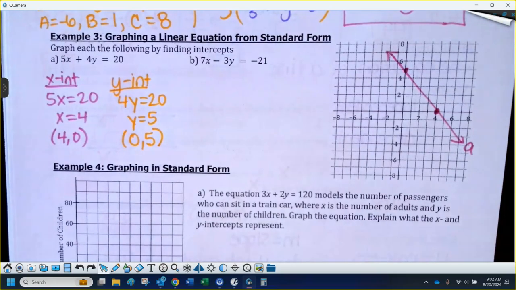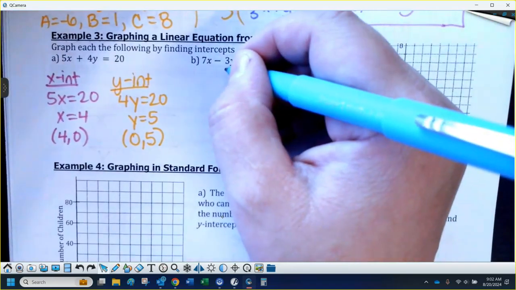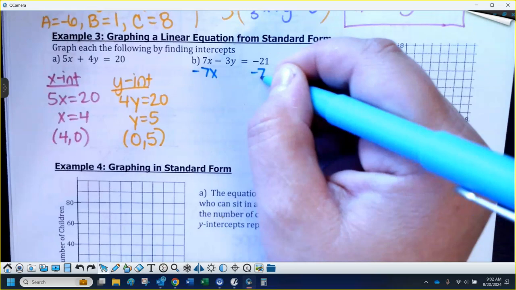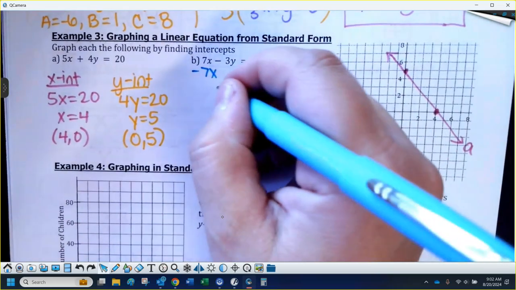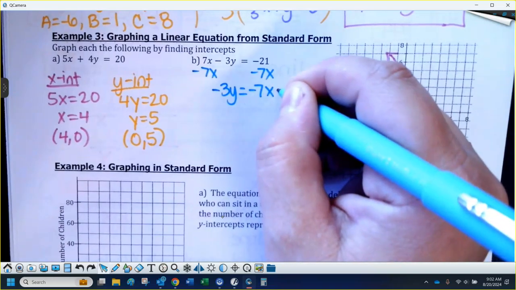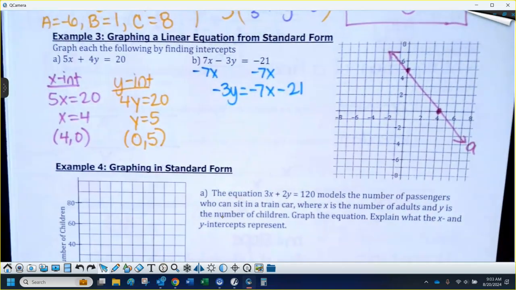Now, the other option, and if you like this better, some people just like it better. Some people like to take the standard form and put it into slope-intercept form because that's easier for them. So if you want to do that, all I'm going to do is get y by itself on one side. I'm just giving you both options so you have them. So I'm going to subtract 7x real quick. I get -3y equals -7x, and just scooch the -21 to the side.